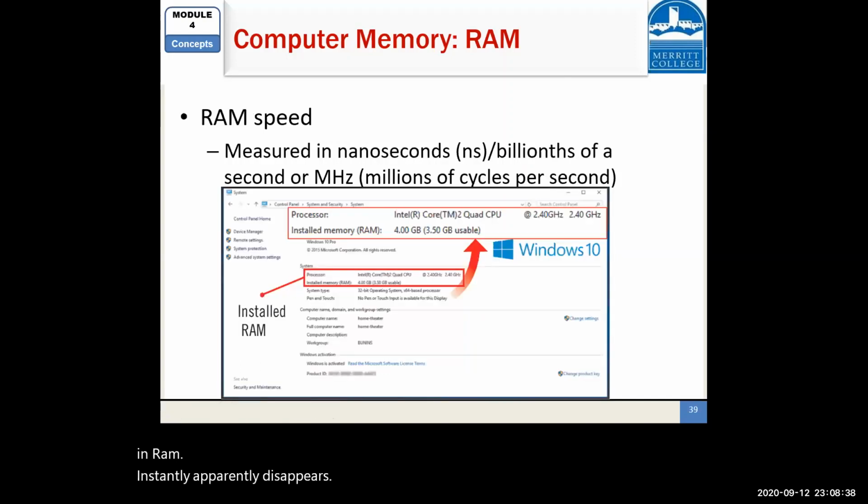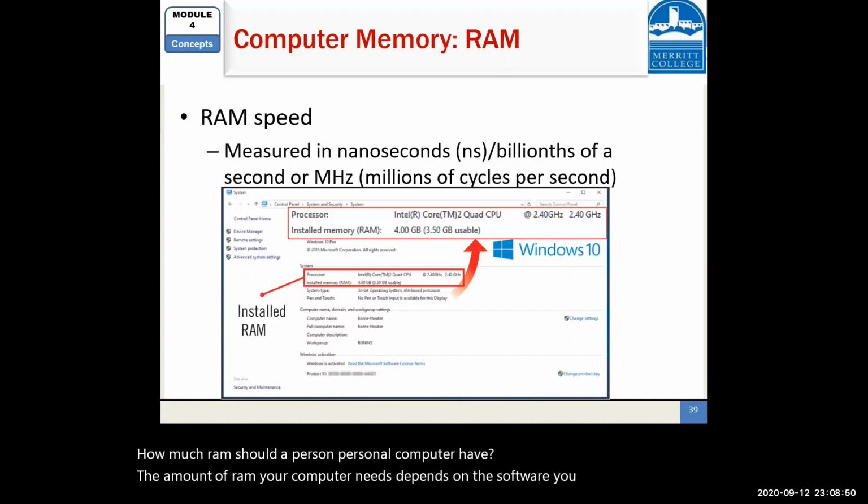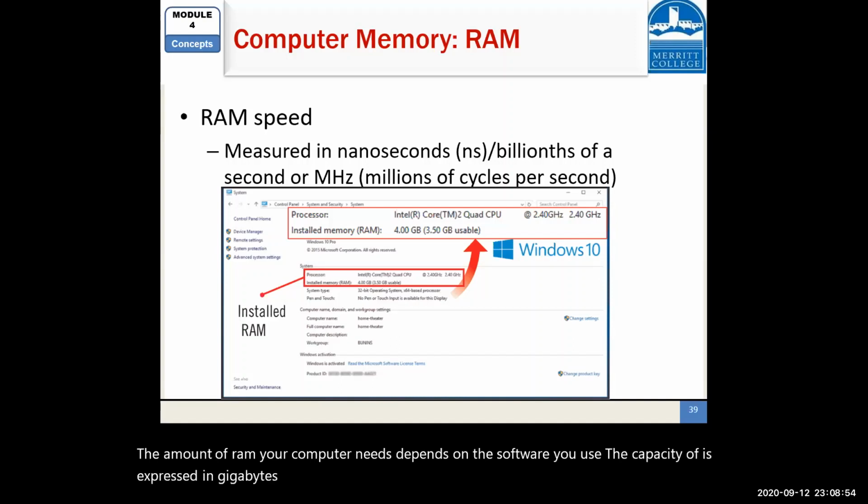How much RAM should a personal computer have? The amount of RAM your computer needs depends on the software you use. The capacity of RAM is expressed in gigabytes. Today's personal computers typically feature 2 to 8 gigabytes of RAM. Handheld devices usually have 1 to 2 gigabytes of RAM.